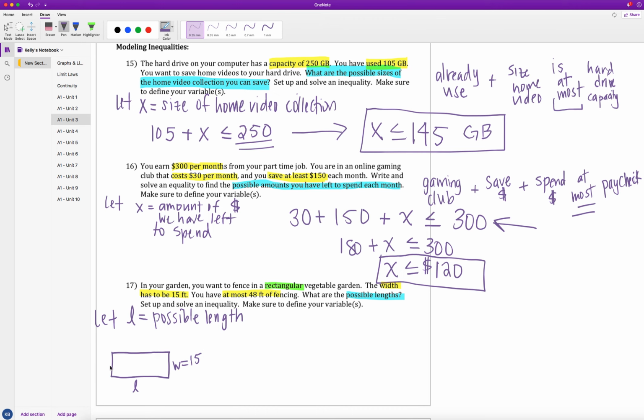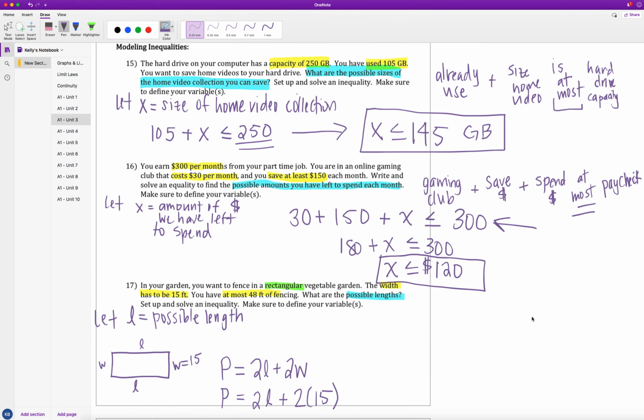We're trying to fence it in, which means we're dealing with the perimeter of this. So I'm going to use P for perimeter. If we're trying to find the perimeter of a rectangle, it would be the length plus the width plus another length plus another width, or 2L plus 2W if I combine like terms. So our perimeter here for this one in particular is going to be equal to 2 times the length plus 2 times 15, since we know that our width has to be equal to 15.